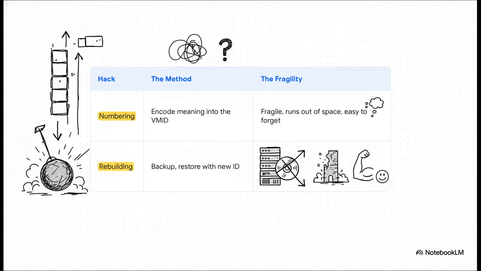So you're basically left with these two main control hacks. You've got the numbering scheme, which is clever but super brittle, or there's the nuclear option, rebuilding. That literally means you back up a VM, you destroy it, and then you restore it with a new ID just to move it up or down the list. It's a staggering amount of work for something that is, at the end of the day, just an aesthetic fix.